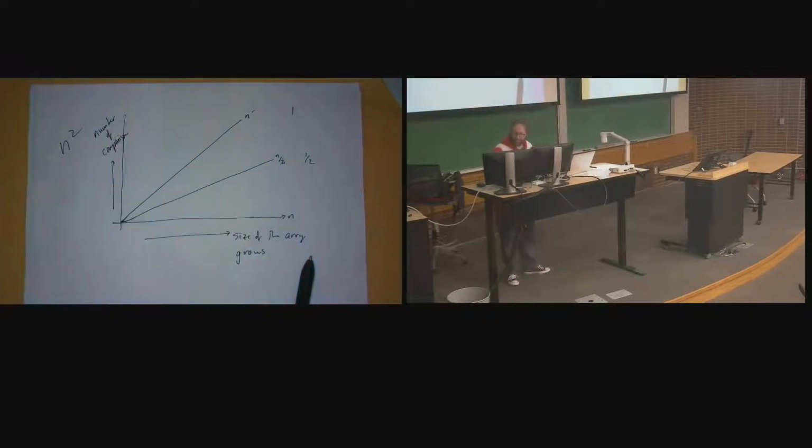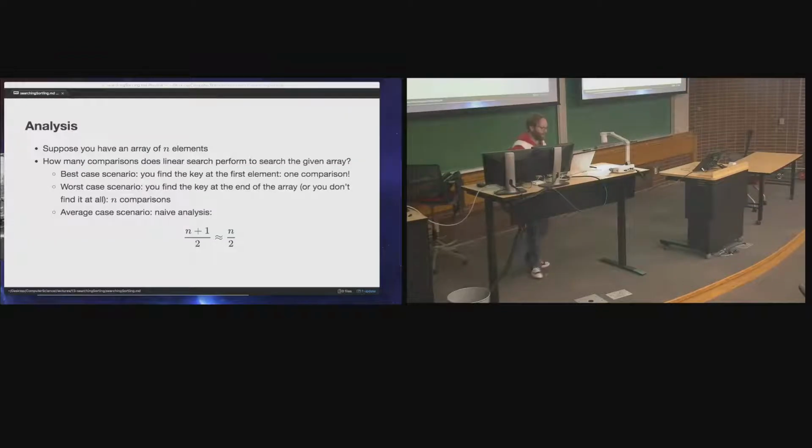So again, I didn't mean to get nasty calc involved here, but basically the takeaway here is that both the average and worst cases are linear, right? Okay? But what about binary search? What is its behavior like?